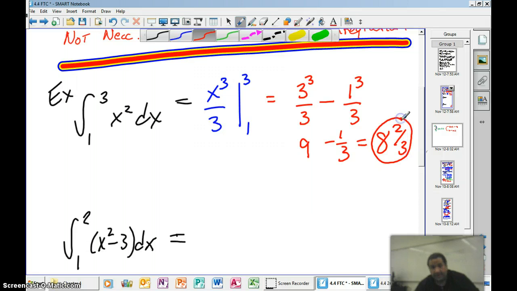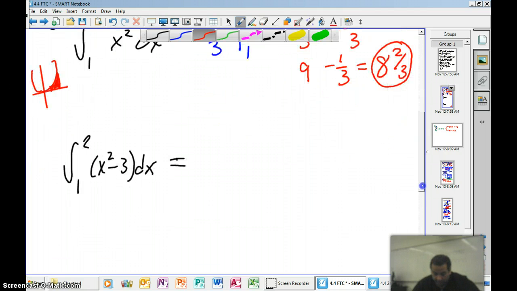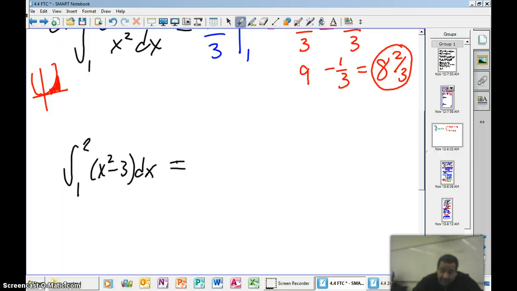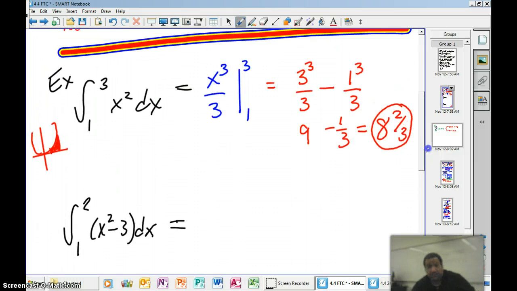That, my friends, is the area in square units under this curve from 1 to 3. So if I drew this from 1 to 3, this is my parabola. I take it from 1 to 3. That area right there is 8 2/3 square units. Let's do another one. I like this stuff. It's one of the easier things you'll learn.